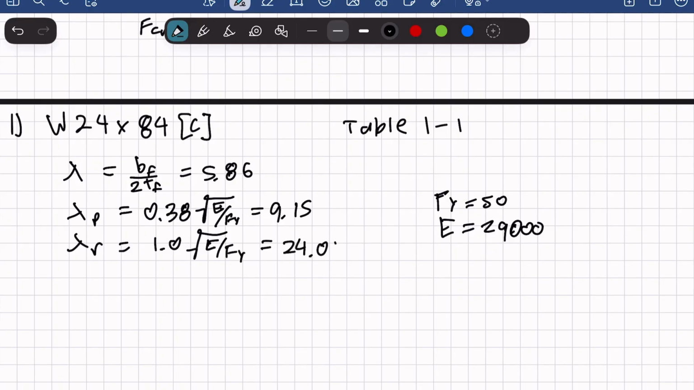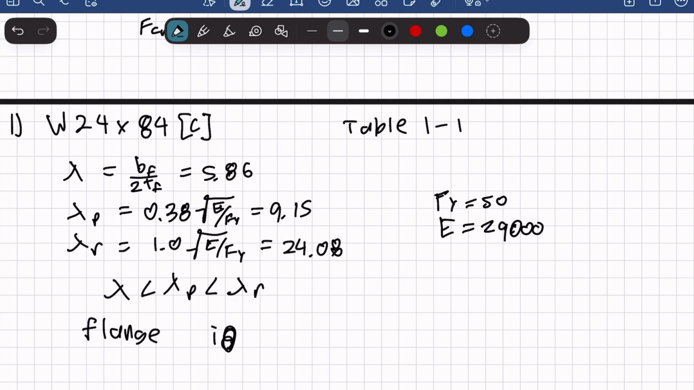So, with that being said, lambda is less than lambda P, and that is less than lambda R. So, flange is compact. Yay, that knocks something out.